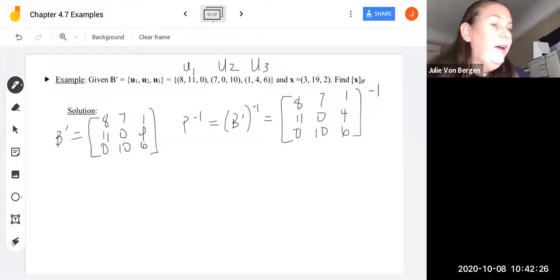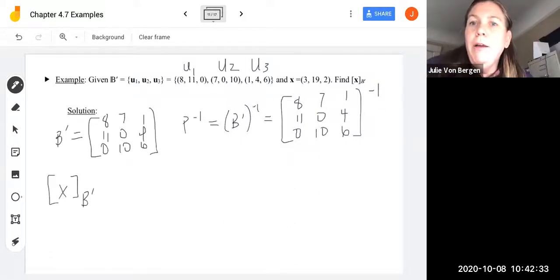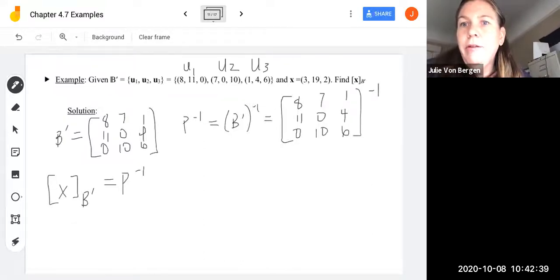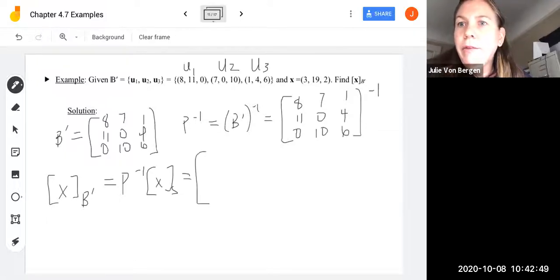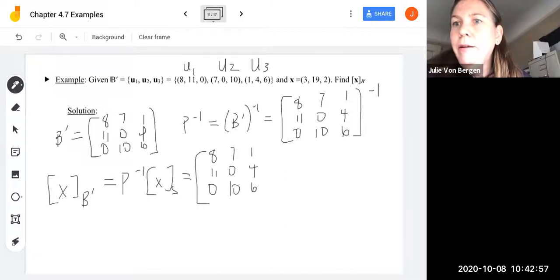And so now to find x in the scalars transitioning to the new basis B prime, our calculation is going to be P inverse times x sub s, our values in the standard basis. So then we have our 8, 11, 0, 7, 0, 10, 1, 4, and 6 here, inverse multiplied by our 3, 19, and 2 here.